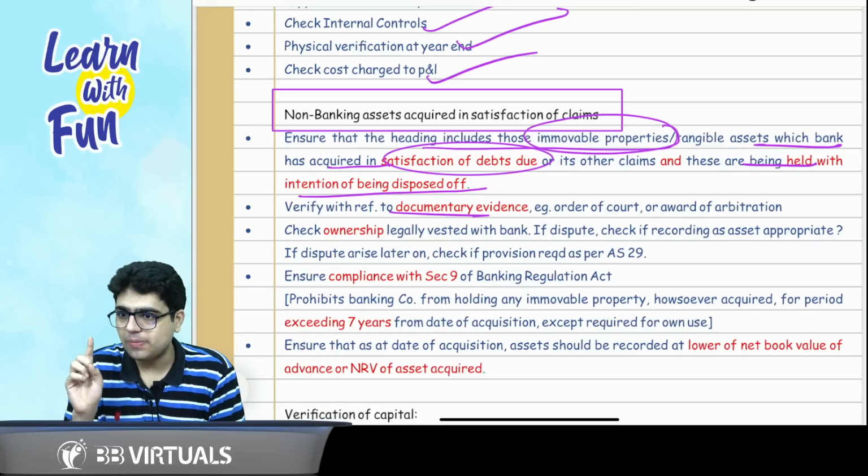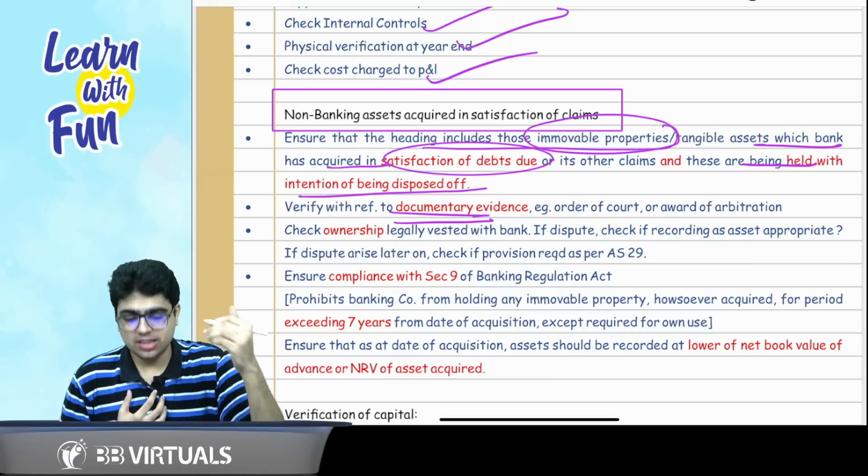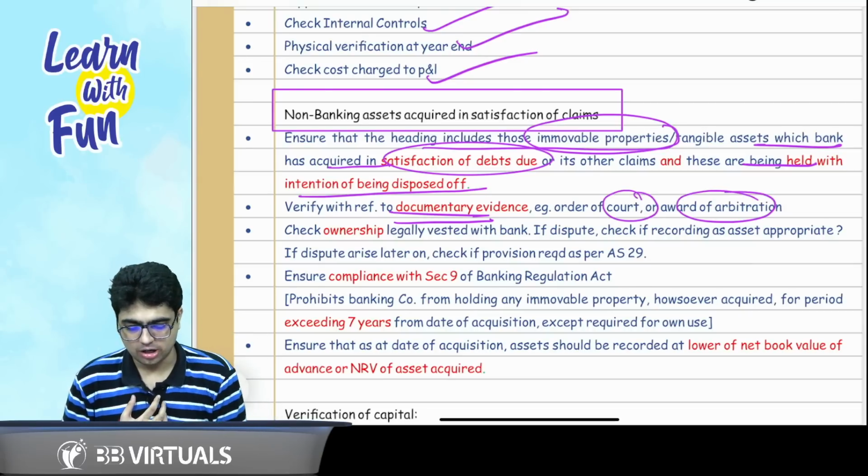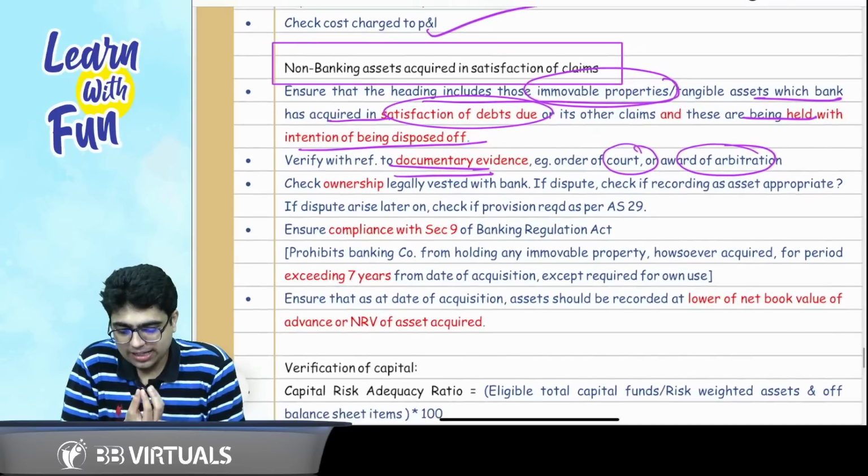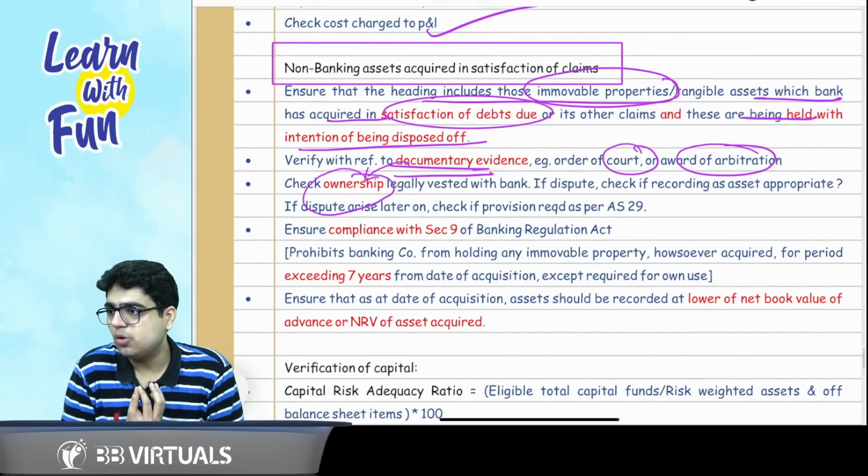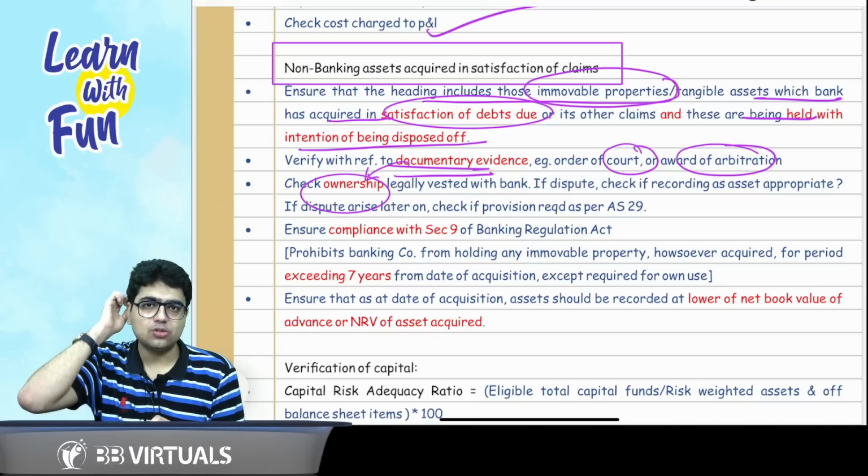You should have documentary evidence that this is your property, in the form of a court order or award of arbitration. Through that documentary evidence, the auditor will check the ownership.